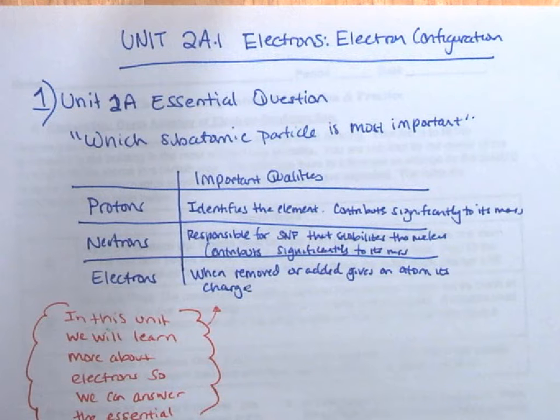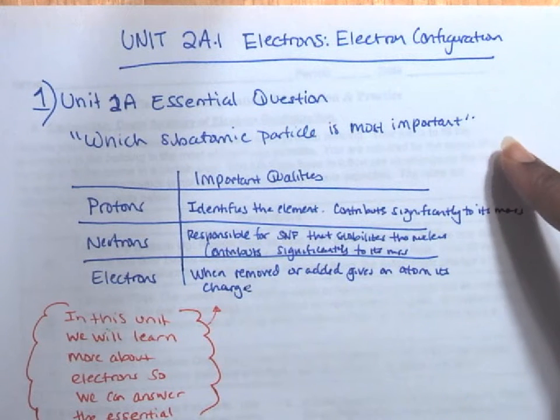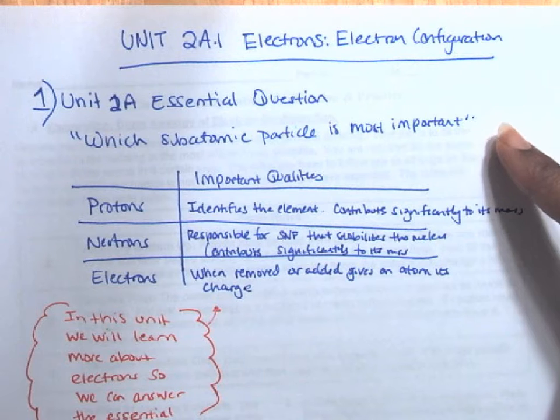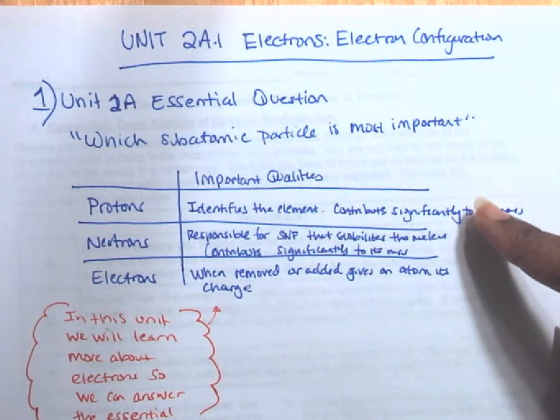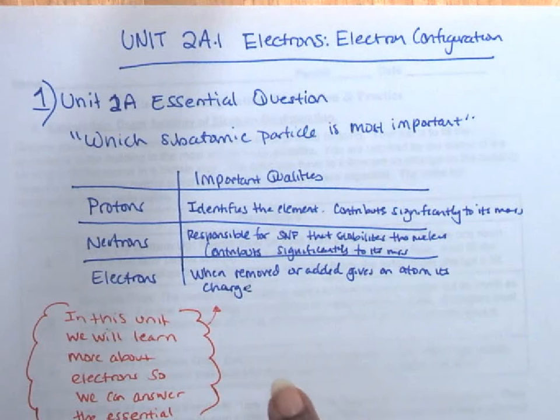This is part 2. So if you saw part 1, you know that in this unit we're trying to answer the essential question, which subatomic particle is most important? And since in Unit 1 we've learned about protons and neutrons, we're going to focus in this unit on electrons and learn about some of their qualities that will help us answer that question.